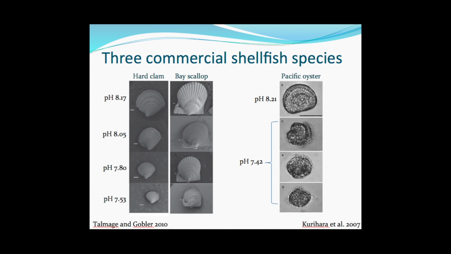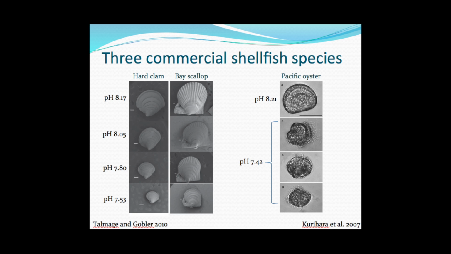What I'm going to walk you through is some examples on commercial species. There's obviously a big concern in the shellfish industry about the impacts of acidification on the shelled organisms that they're growing and harvesting. These images show results from two different experiments on three different species: two East Coast species, a hard clam and a bay scallop, and a West Coast species, the Pacific oyster. As you go down the slide, the pH that the organisms were exposed to decreases.